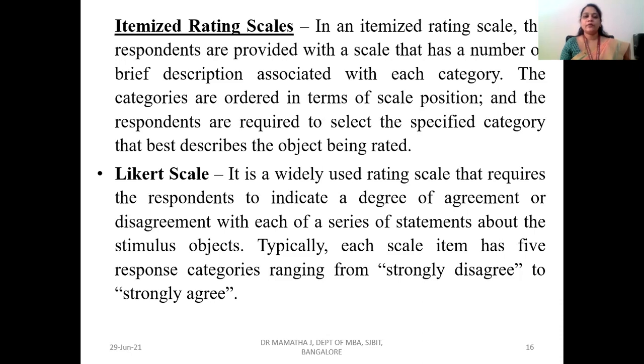Usually in the Likert scale we have a 3-point scale, a 5-point scale, and a 7-point scale, which is the most advanced. Usually a 5-point scale is used in questionnaires. One item will be rated on 5 different categories, ranging from strongly agree to strongly disagree. In between, you can have agree, neither agree nor disagree, and disagree.